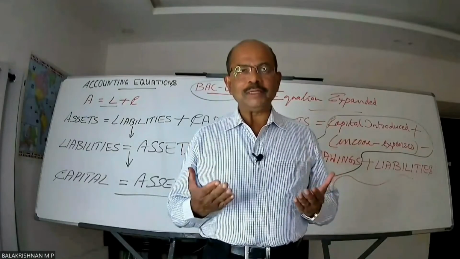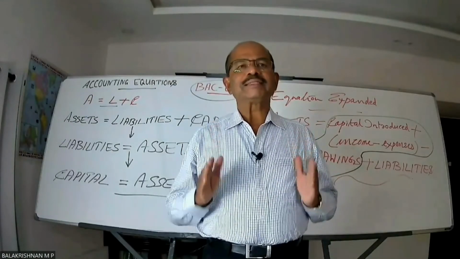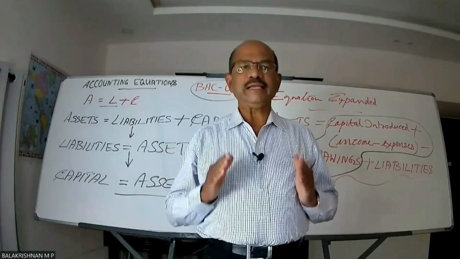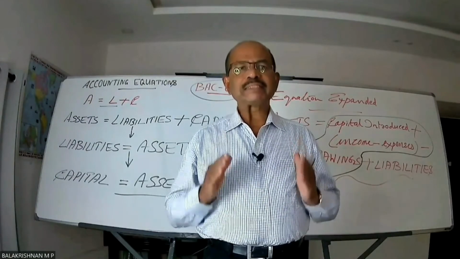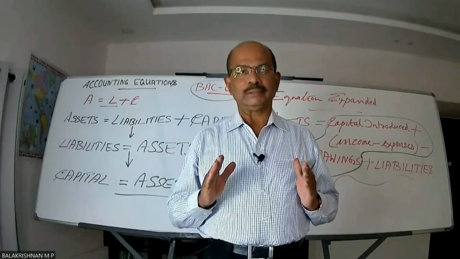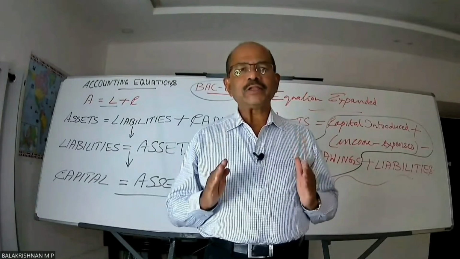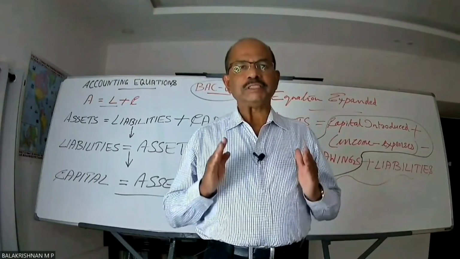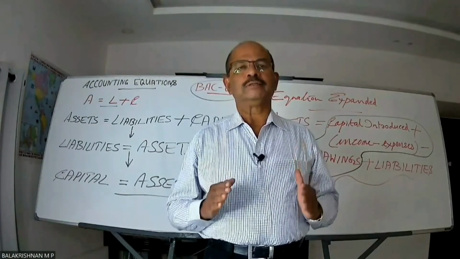To put it simply, whenever any business transaction takes place, the accounting equation A is equal to L plus C is ensured. Assets are equivalent to liabilities plus capital. That equation is invariably ensured.